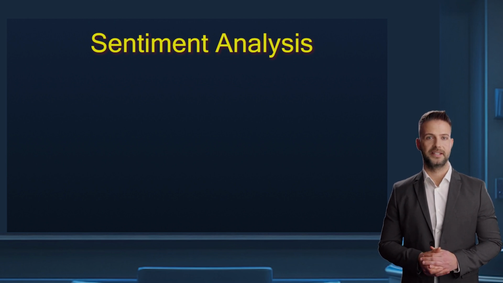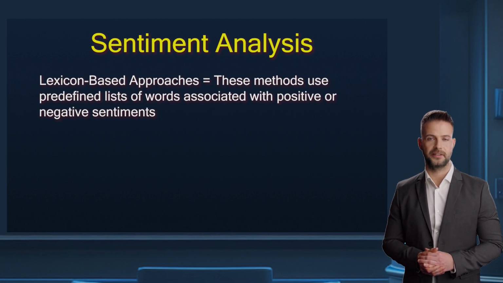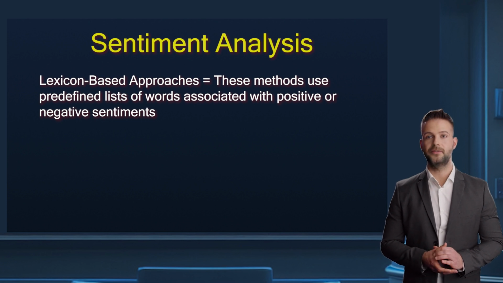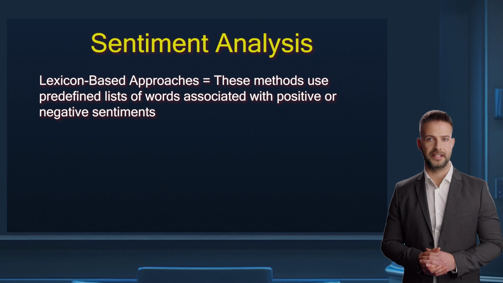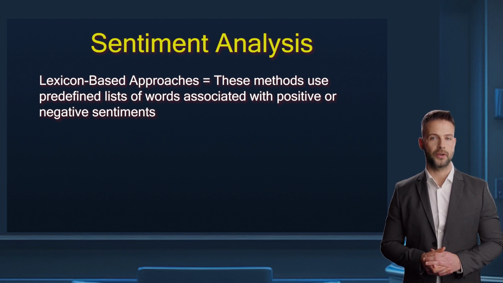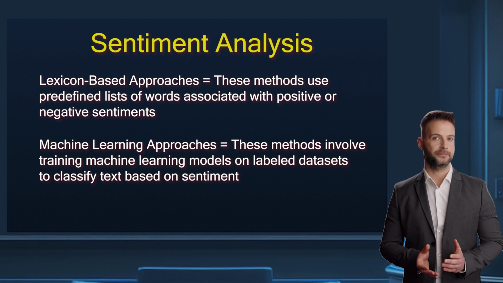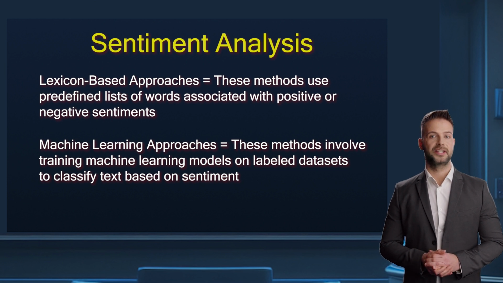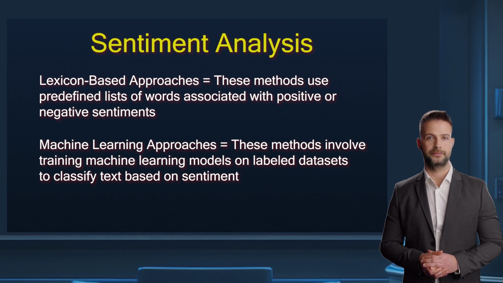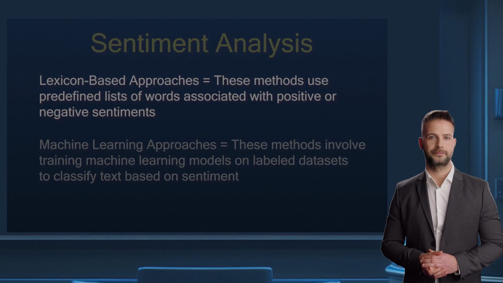There are various techniques, including lexicon-based approaches. These methods use predefined lists of words associated with positive or negative sentiments. The overall sentiment of a text is determined by aggregating the sentiments of individual words. Also, machine learning approaches. These methods involve training machine learning models on labeled datasets to classify text based on sentiment. Common algorithms include logistic regression, support vector machines, and deep learning models. So that is sentiment analysis.